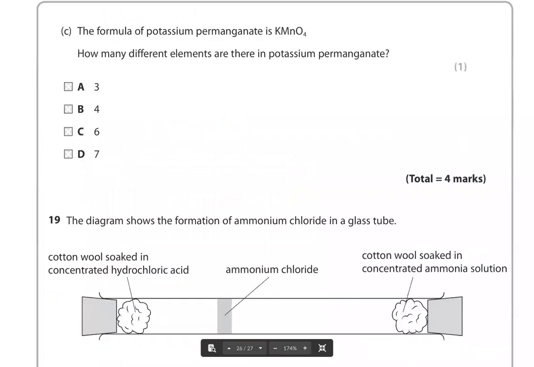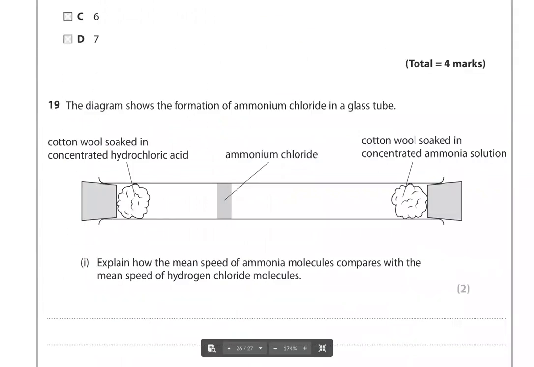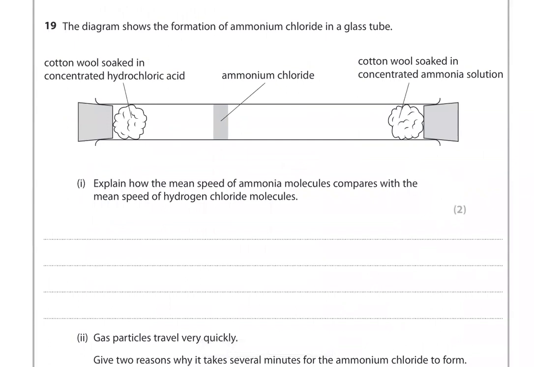The formula of potassium permanganate is KMnO4. How many different elements are there in potassium permanganate? Potassium is an element, manganese is an element, oxygen is an element. There are 3 different elements. Question 19. The diagram shows the formation of ammonium chloride in a glass tube.